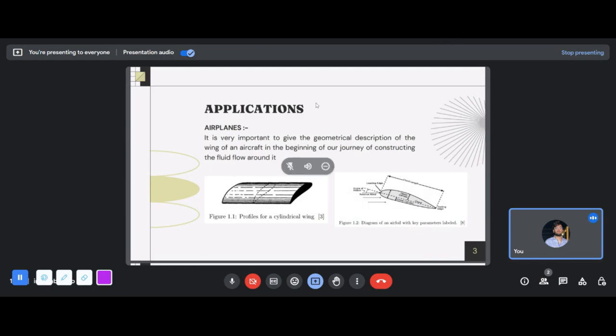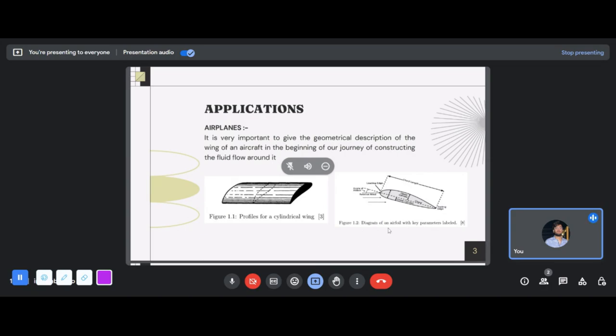If we talk about the applications for airplanes, it is very important to give the geometrical description, meaning the shape or the design, basically the drawing of the wing of an aircraft, at the beginning of our journey of constructing the fluid flow. In the first figure, there is the profile of a cylindrical wing. It is the wing to which the aircraft body is attached, and it is used for flying and controlling the aerodynamics in the air.